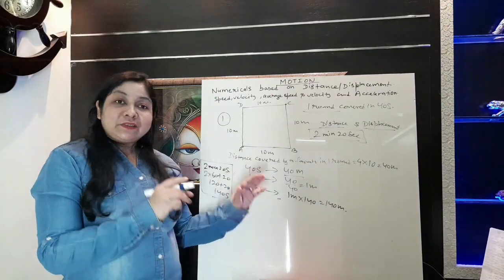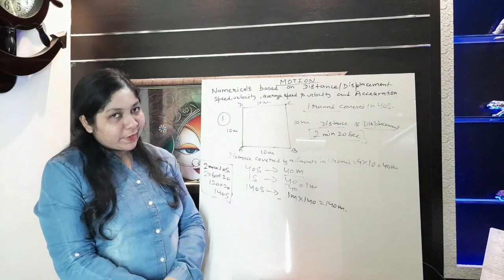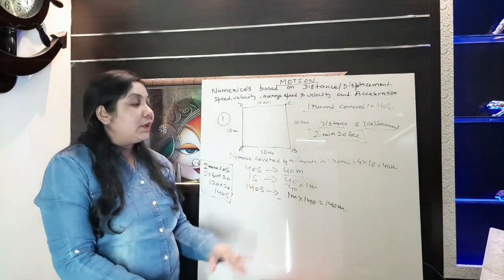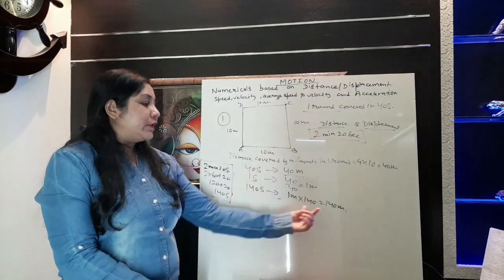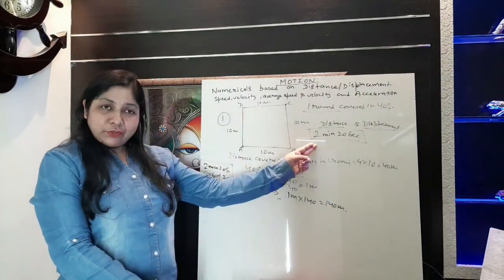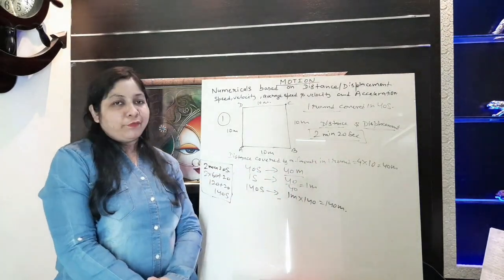So this is the distance covered by the farmer, right? Okay, so the total distance covered by the farmer at the end of 2 minutes 20 seconds will be 140 meter. Clear? At the end of 2 minutes 20 seconds, the total distance covered by the farmer will be 140 meter.